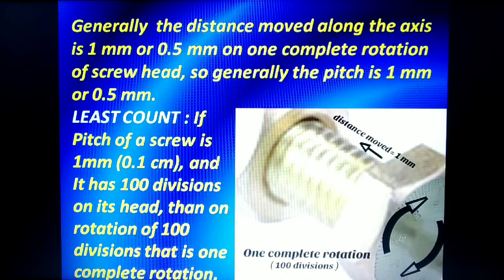Generally, the distance moved along the axis is 1 mm or 0.5 mm on one complete rotation of screw head. So generally, the pitch is 1 mm or 0.5 mm.